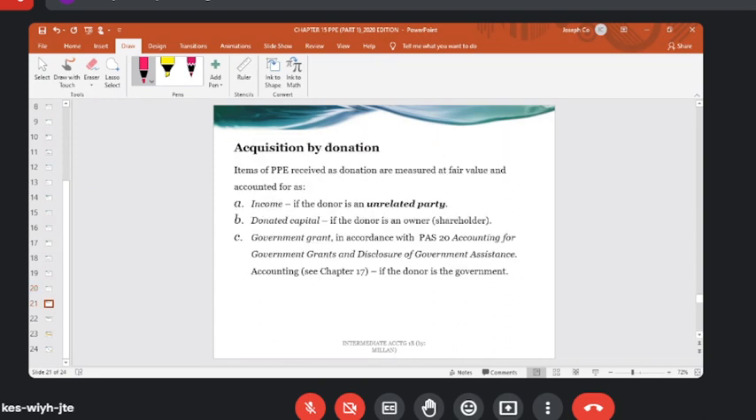And then, pag may donation po, pag income po siya, pag the donor is unrelated party. Donated capital po siya if the donor is galing sa shareholder or owner. And then, government grant under PAS number 20, if the donor is the government.